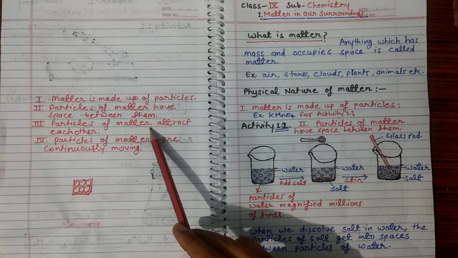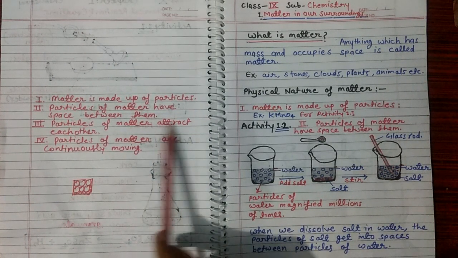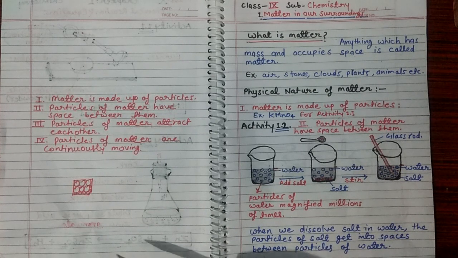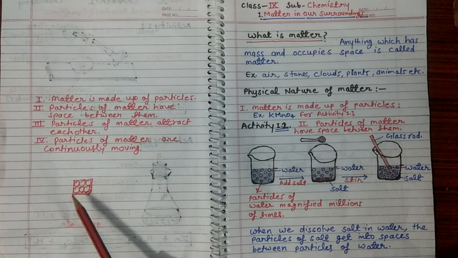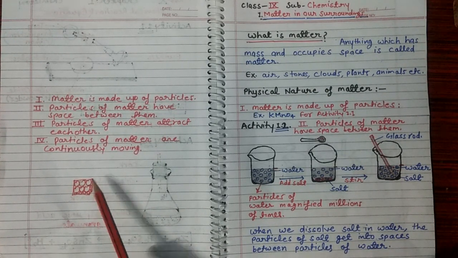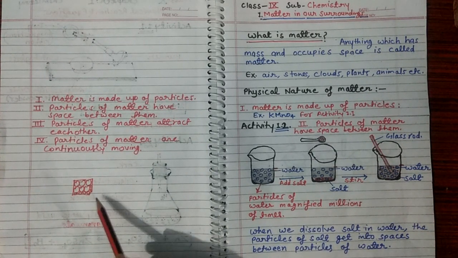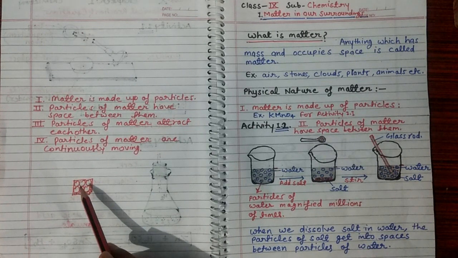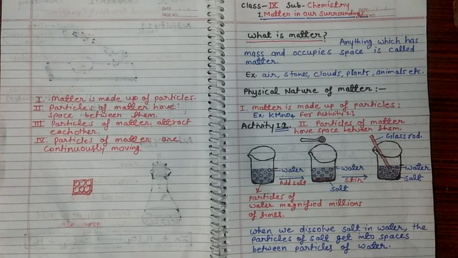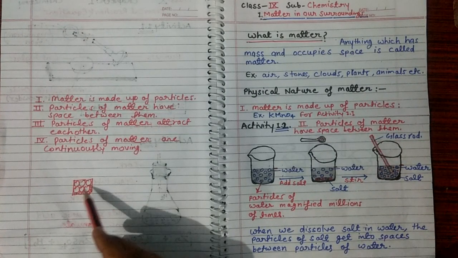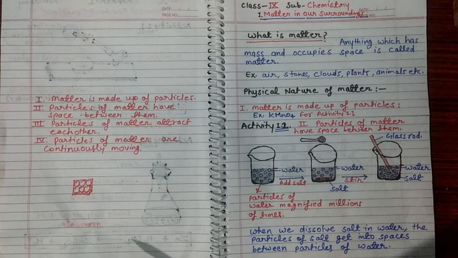The third characteristic is the particles of matter attract each other. The particles of matter attract each other with a force of attraction. That is how the particles are like solid, liquid and gas. In a solid, you know that there is a strong force of attraction with which the particles are joined to each other.